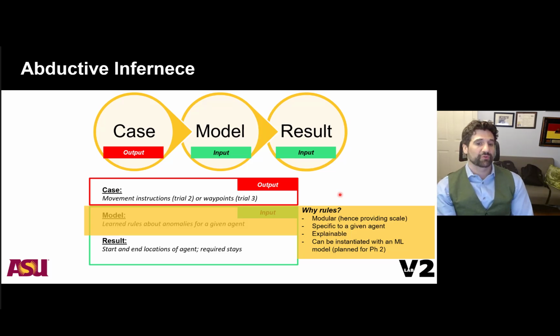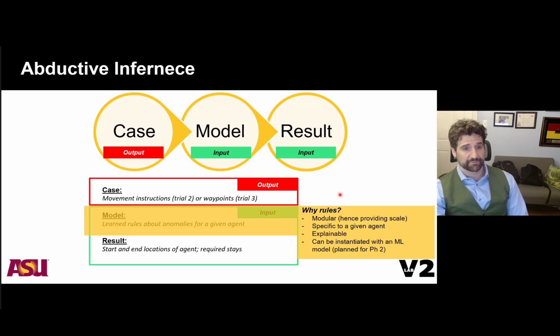And so why rules? Well, one thing is you get this modularity, and this is what really gives us the efficiency. And then we had some plans to use rules that could be instantiated through a machine learning model that we didn't do, but we may still explore that in some other projects. And this also gives you explainability.